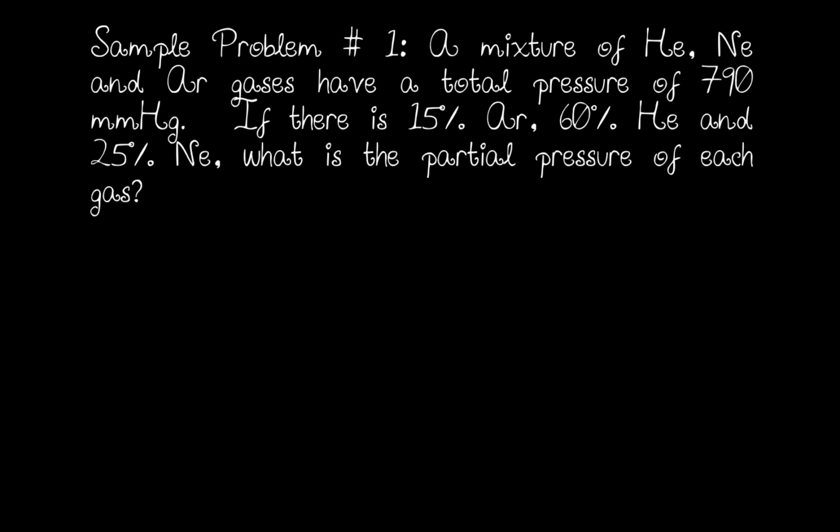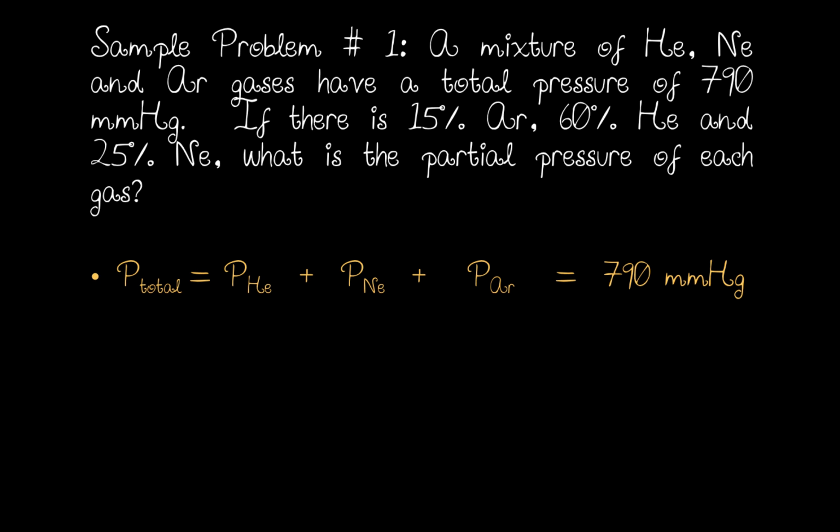Let's look at a problem. A mixture of helium, neon, and argon gases have a total pressure of 790 millimeters of mercury. If this mixture is made up of 15% argon, 60% helium, and 25% neon, what is the partial pressure of each gas? In order to solve this, we're going to look at this formula. P total is equal to the partial pressure of helium plus the partial pressure of neon plus the partial pressure of argon to equal 790 millimeters of mercury.